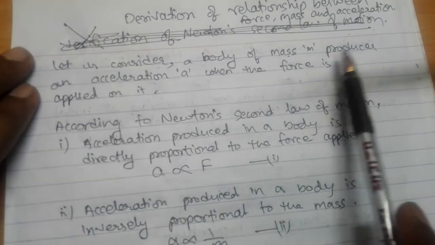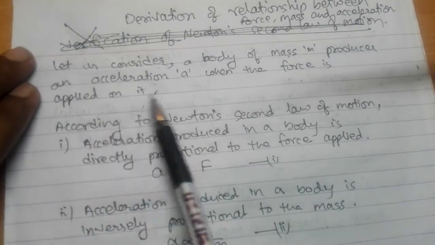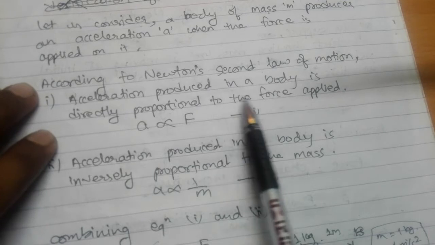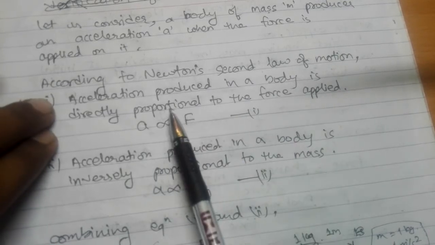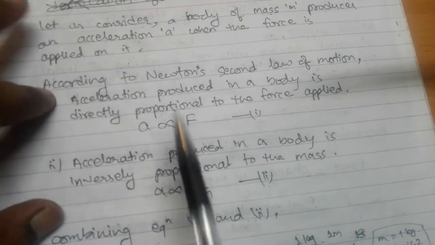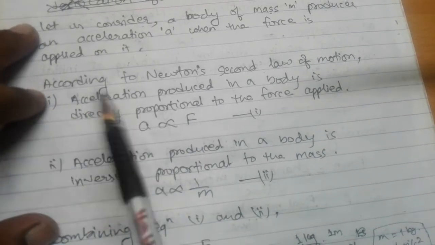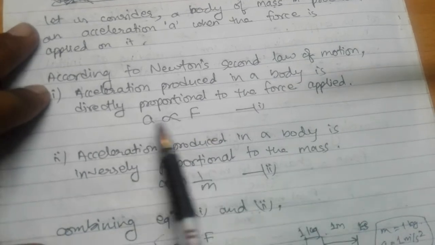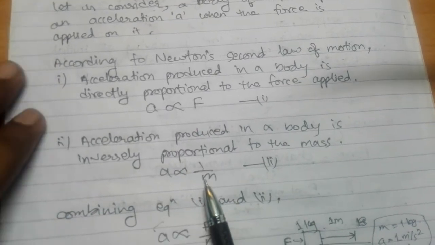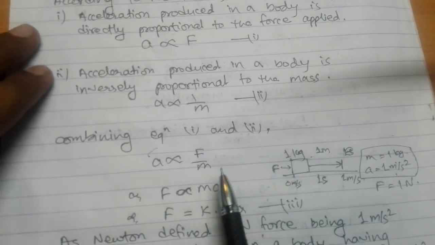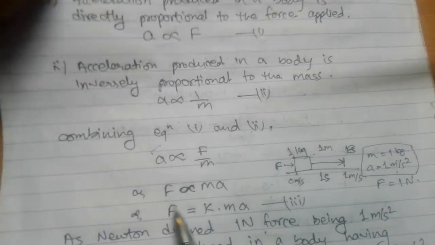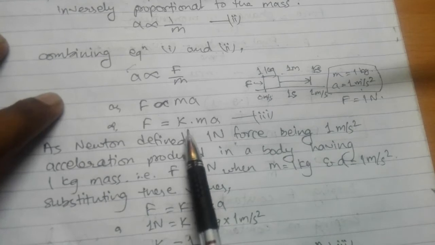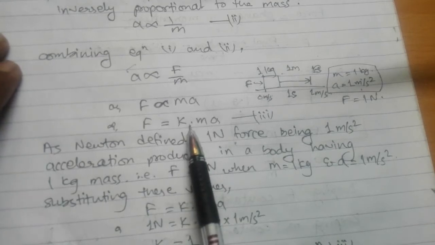Now let us consider a body of mass m that produces an acceleration a when a force is applied on it, and according to Newton's second law of motion, acceleration produced in a body is directly proportional to the force applied. If you remember, these two are the statement of Newton's second law of motion. It says acceleration produced in a body is directly proportional to force applied and inversely proportional to the mass, isn't it? So a is proportional to F and a is proportional to 1 upon m. Now combining these two, you get a is proportional to F upon m. And by cross multiplying, you get F is proportional to m into a. And in physics, by removing the proportionality sign, you can always put a constant term.